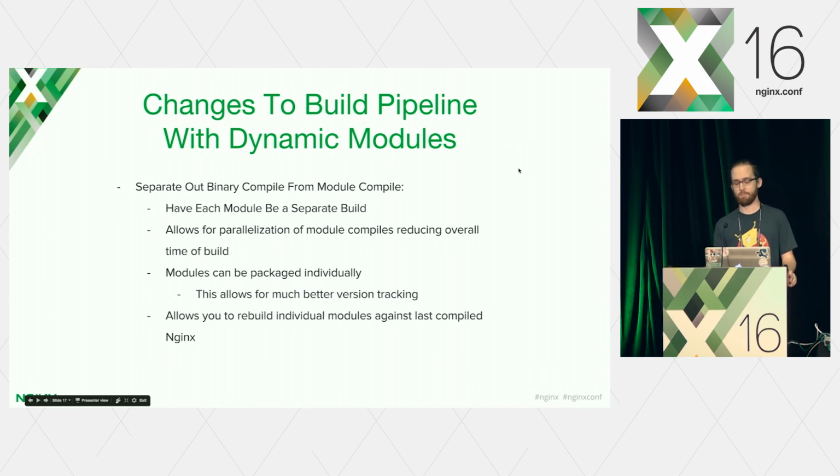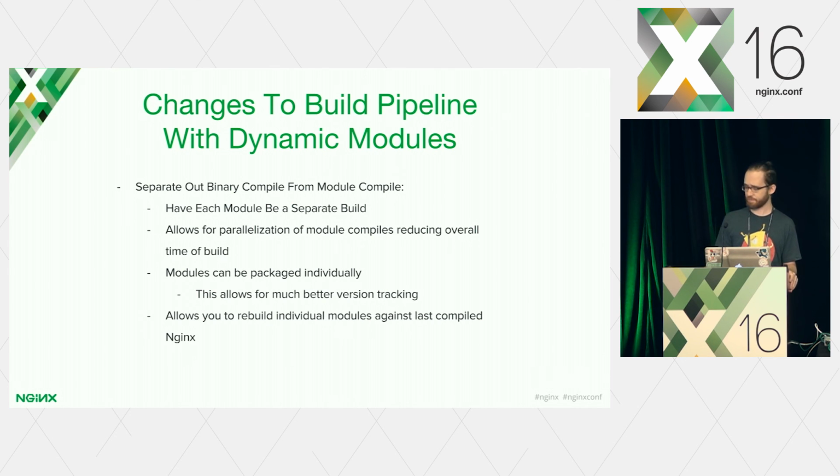So the changes to the build pipeline that we did specifically for dynamic modules. The first thing we did was we separated out the binary compile from the module compile. With dynamic modules, there's a second step you can do that will actually make the module specifically. And then we have each module be a separate build. This allows us to parallelize all of our modules, which greatly reduces the compile time because we're able to compile almost all of them simultaneously.